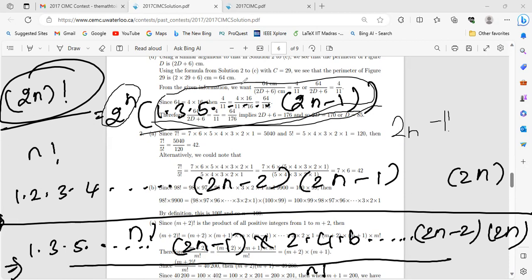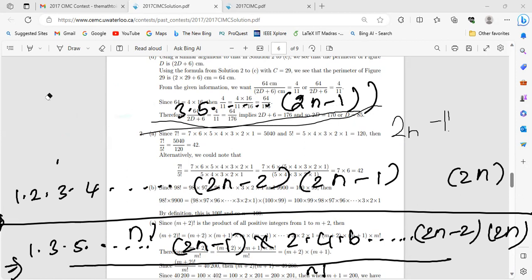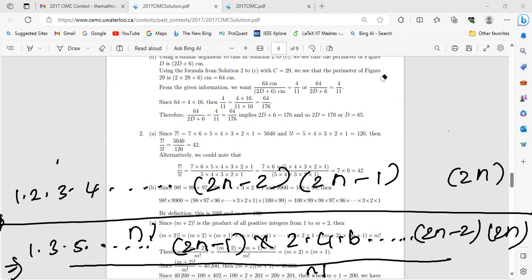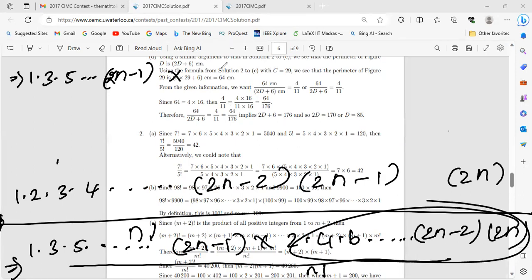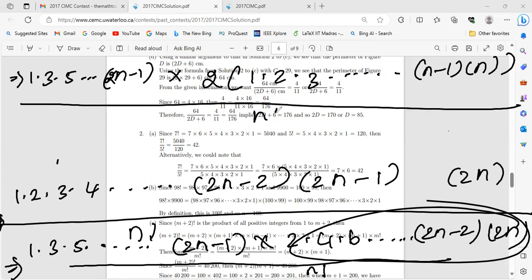Shall I erase this? Did you copy the question? Yeah. So now I can take the 2 outside from the even part. Let's keep the odd part as it is, and take the 2 outside from the even part. That would be 1 times 2 times 3, up to n minus 1 times n, over n factorial.